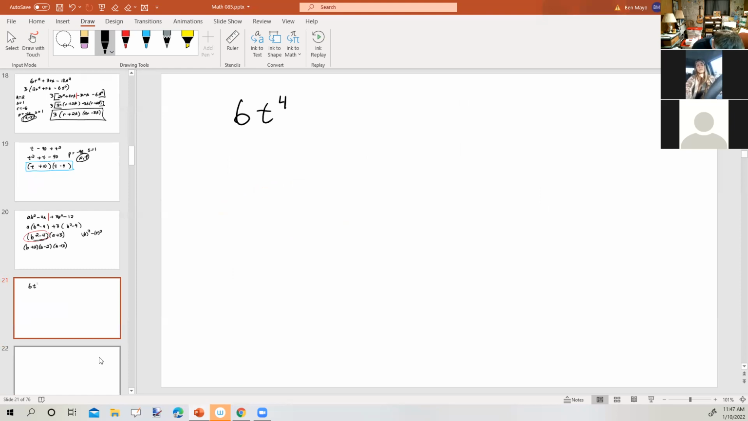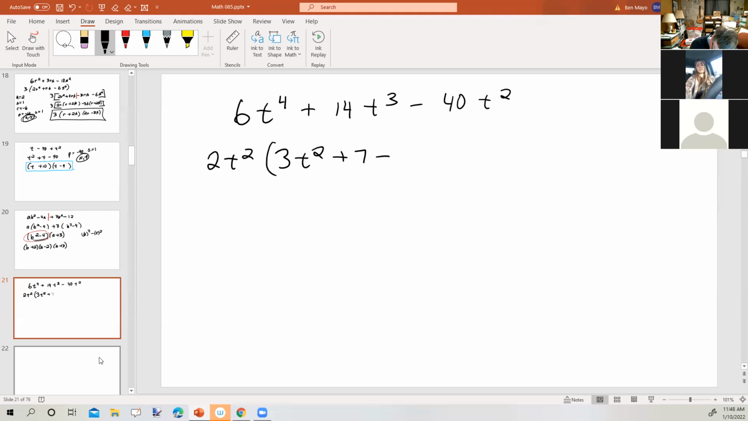We have 6t to the 4th plus 14t cubed minus 40t squared. This is a trinomial. It's in standard form in terms of t. There is a greatest common factor, 2t squared. So I have left behind 3t squared plus 7t minus 20. The trinomial inside the parentheses is not a perfect square. It doesn't have a leading coefficient of a 1. So I'm going to use grouping.